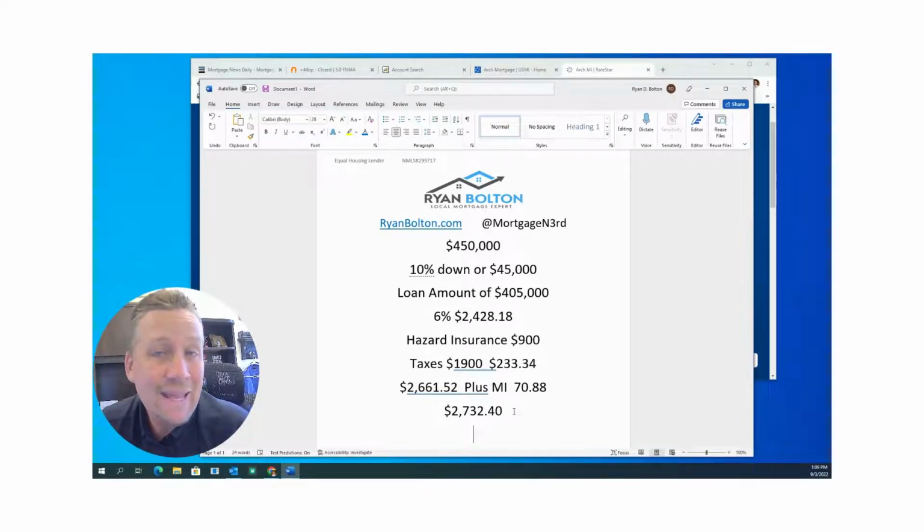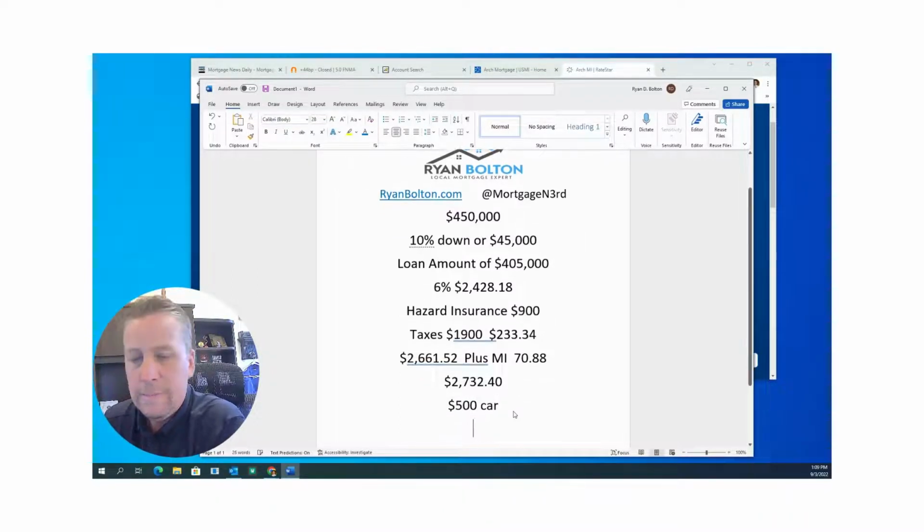Next thing, we have to add any other debts that are on credit. So let's say there's a $500 car payment. So go $500 for a car. Let's say there's a couple credit cards. Let's say the minimum payment adds up to $100. Again, just for the illustration. So we got 100 in Visa.